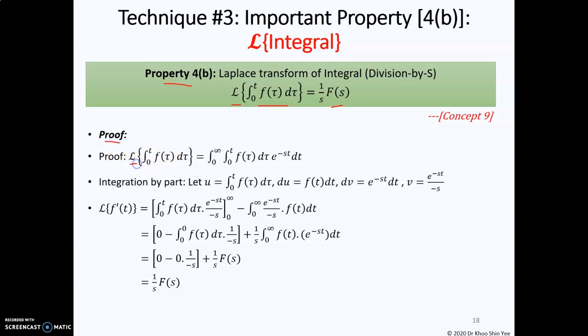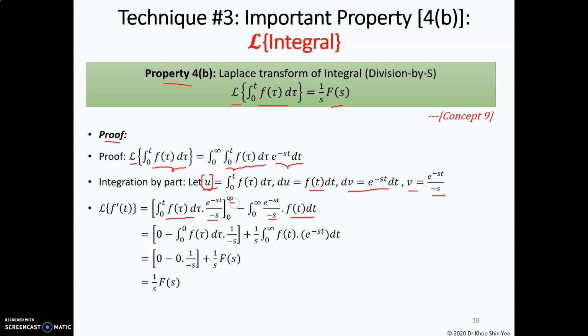So if you take the Laplace transform for the integral, the integral will be our function in the definition. So let us have u to be the integral and dv to be the exponential dt. When we take the integration for dv, we get v, the integration for exponential negative st. And if we take the differentiation for u, we get back f(t). So we can apply integration by parts, which is uv minus the integral of v du.